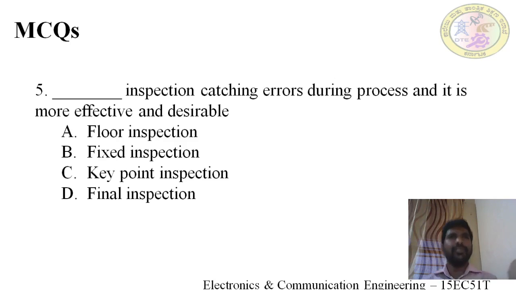The right answer for this question is floor inspection. In floor inspection, the inspector moves from one machine to another machine. He finds the error during the process itself. This is more effective and desirable. Option A is floor inspection.